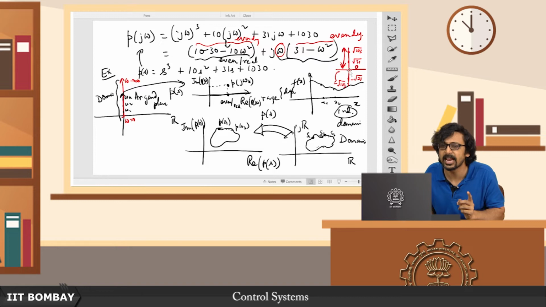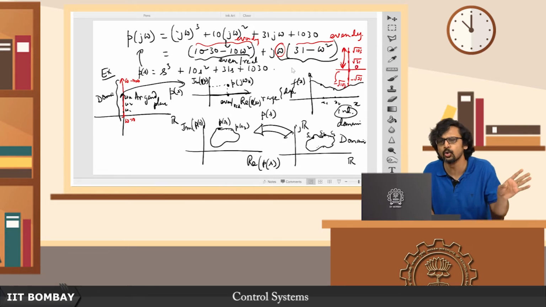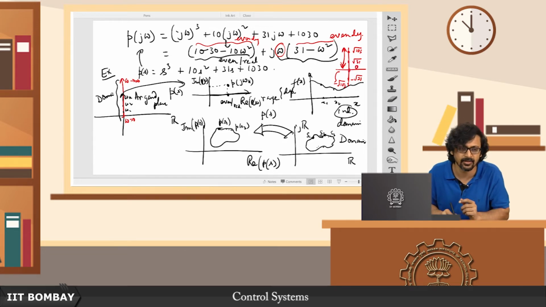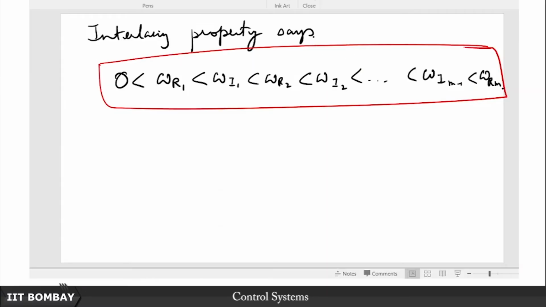So between any two roots of the real part, there must be a root of the imaginary part. Between any two roots of the imaginary part, there must be a root of the real part. Here we see that between these two roots of the imaginary part, which is 0 and square root 31, there is no root of the real part, which is this, right? So therefore the interlacing is violated. So we can immediately deduce that. So this gives us a tool, but we will not stop at this.